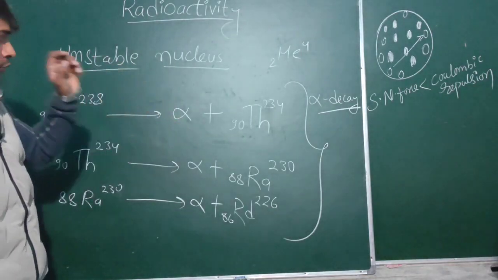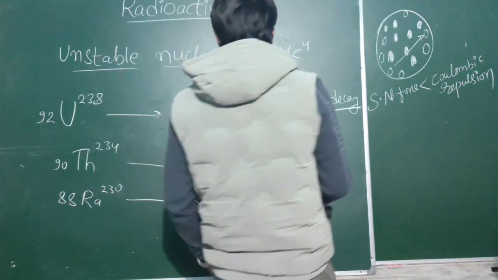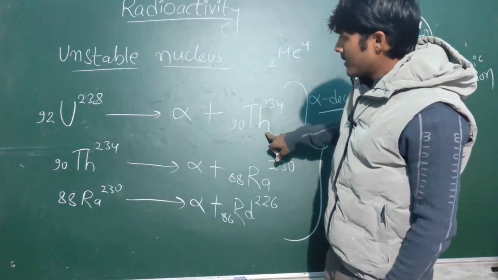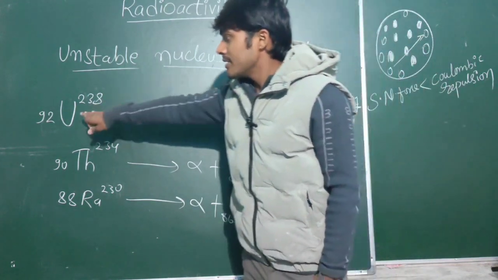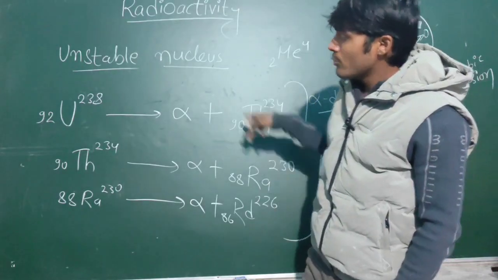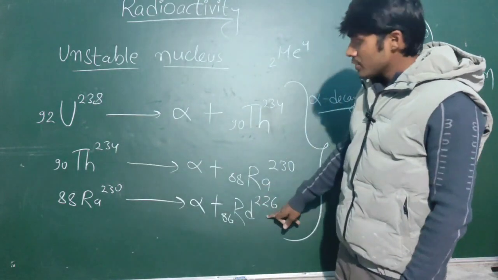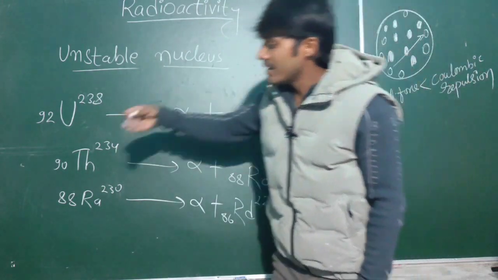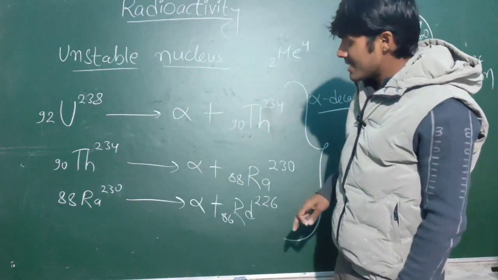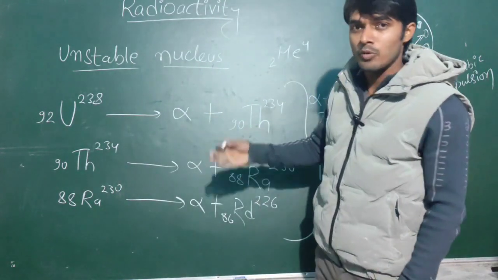A few things we have to focus on. Thorium is also radioactive, but its stability is more than uranium. Radium is also radioactive, but its stability is more than that of thorium. Radon is also radioactive, but its stability is more than that of radium. So we can say that with every next step, the stability of the nucleus becomes more and more.